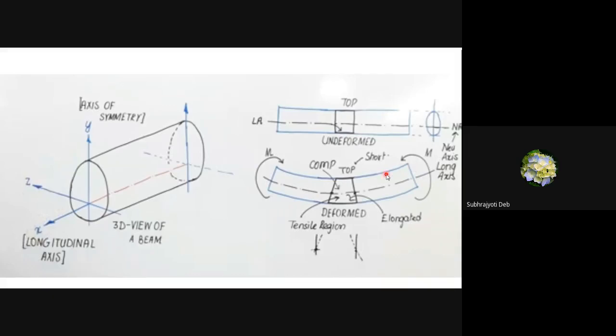So if you consider just a small section here that is undeformed, before deformation, let us paint it with a color. Suppose we have painted this section with black color, let's say. So after bending, what happens? The cross section will deform in this way.